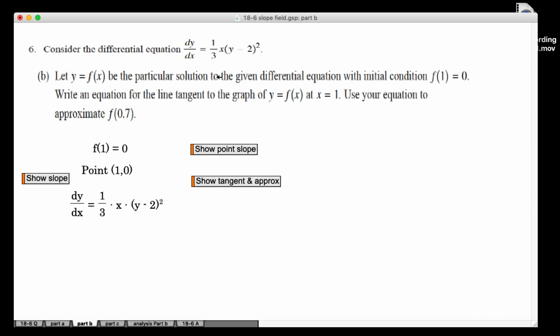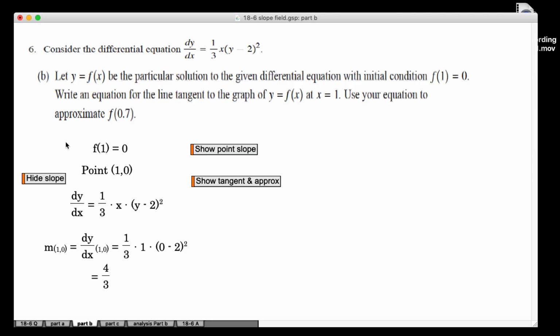Okay, now here's our slope function that they gave us. So now I need the slope at this point. I just plug in 1 for x and plug in 0 for y, and I get the slope at that point, (1, 0), is 4/3. Okay, so the next thing I have to do is write the equation of a tangent line.